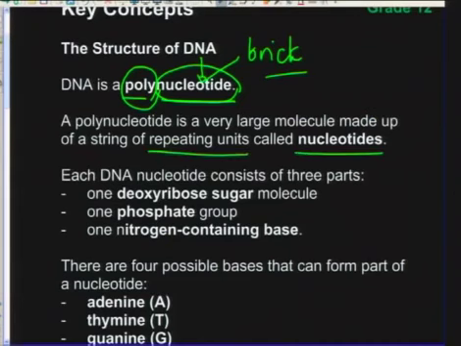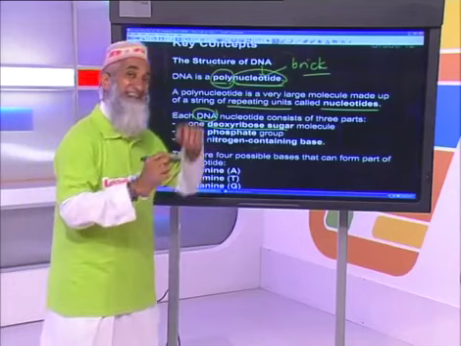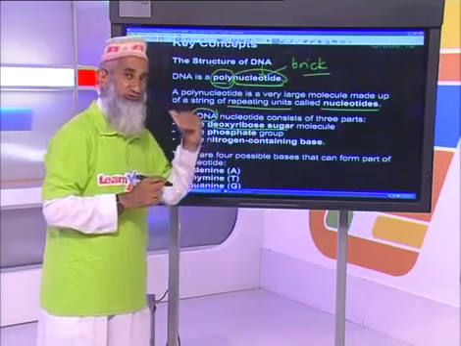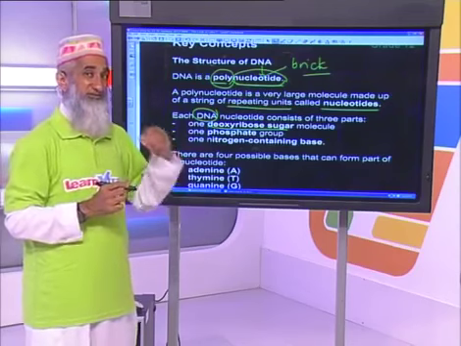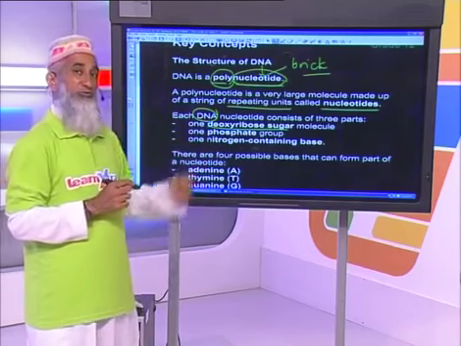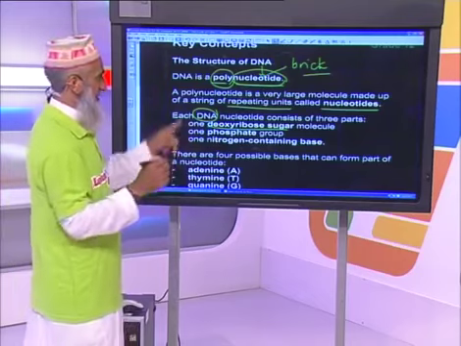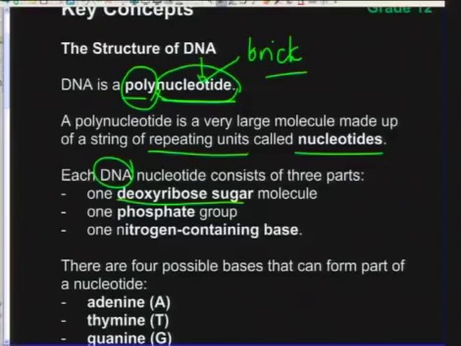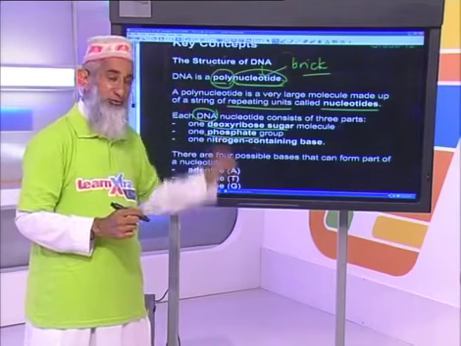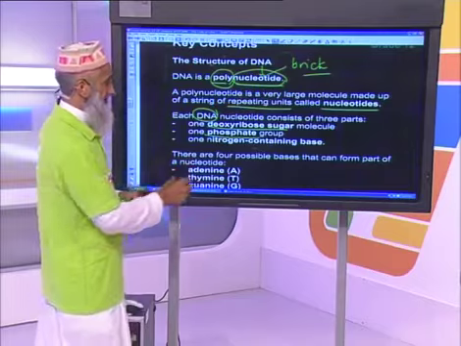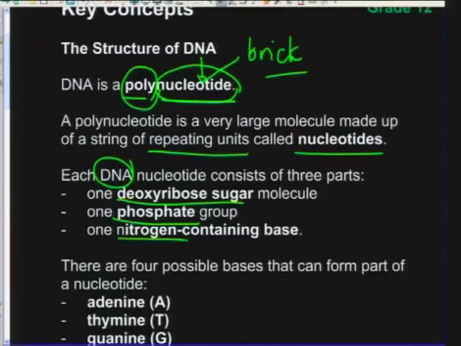We've discussed that already. Each DNA nucleotide consists of 3 parts, and I told you we're coming back to this now. 1, deoxyribose sugar. Remember, in DNA, we are talking about deoxyribose sugar. We must understand this because when we talk of RNA, we're going to talk about a ribose sugar. So keep that in mind. One phosphate group, and it's not phosphorus, but it's a phosphate group. Keep that also in mind. And one nitrogen-containing base.